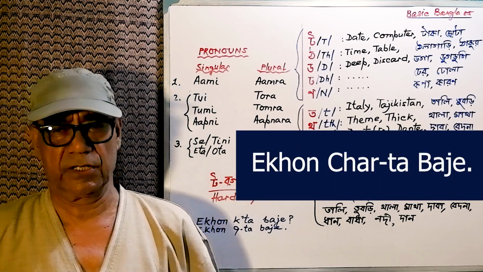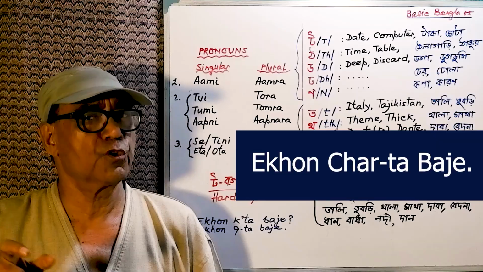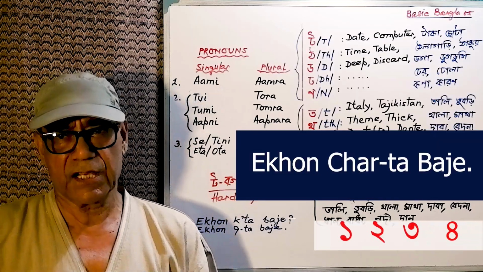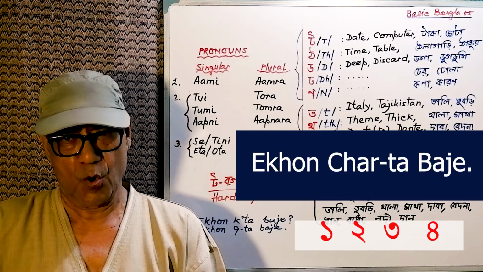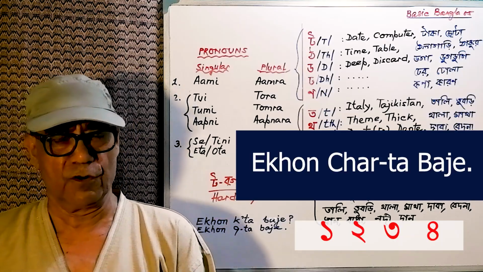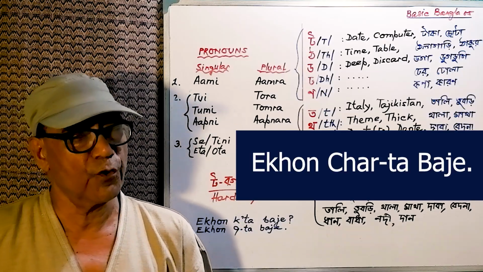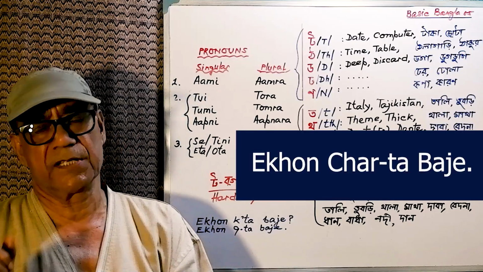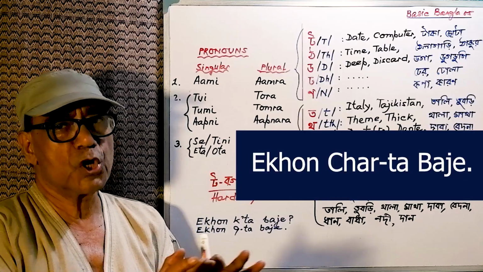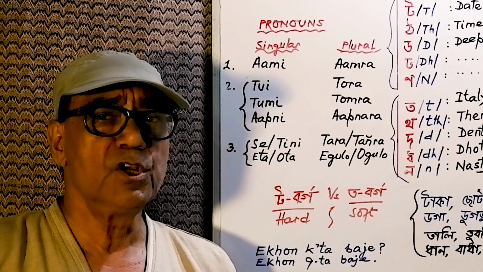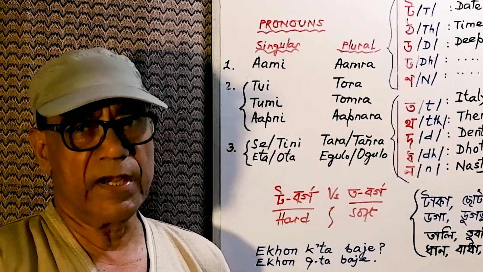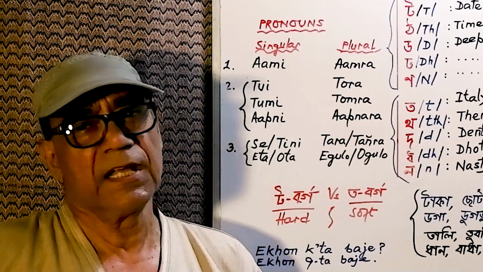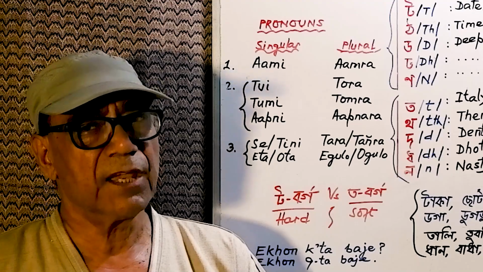Ekhon charte baje. Now it's 4 o'clock. Ek, dui, tin, char. 1, 2, 3, 4. So char means 4. Ekhon sondhe charte baje, or ekhon sokal charte baje. Ekhon sokal satta baje. Now it's 7 in the morning. Ekhon sondhe satta baje. Now it's 7 in the evening.